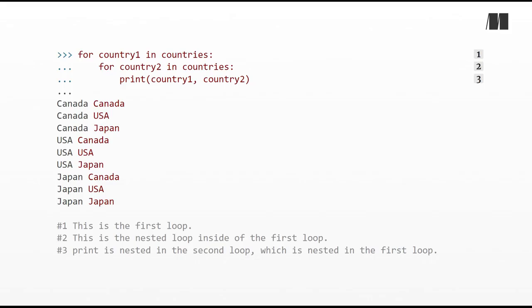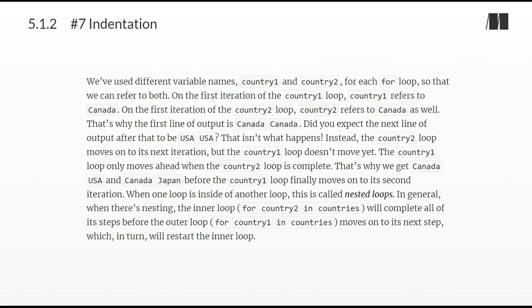See this code? We've used different variable names, country1 and country2, for each for loop, so that we can refer to both. On the first iteration of the country1 loop, country1 refers to Canada. On the first iteration of the country2 loop, country2 refers to Canada as well. That's why the first line of output is Canada, Canada. Did you expect the next line of output after that to be USA, USA?